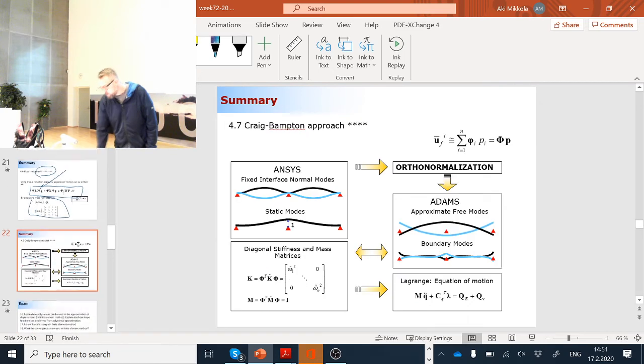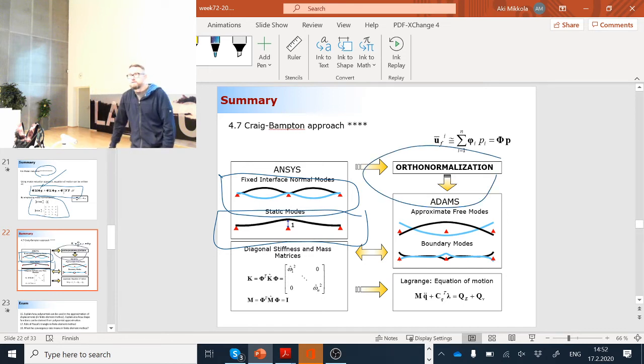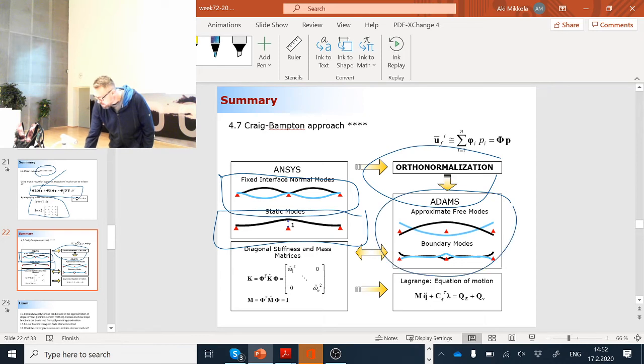Okay, then the Craig-Bampton method was a method based on two sets of modes. The one called fixed interface modes, which you computed by using eigenvalue analysis, and then the static modes that are based on unit displacement. Static modes are not orthogonal. So if you want to make them orthogonal, you have to use a method called orthonormalization. What a monster. You still have to remember it. Orthonormalization forces all the modes to be orthogonal. Once that happens, the modes look like roughly free modes and roughly boundary modes.